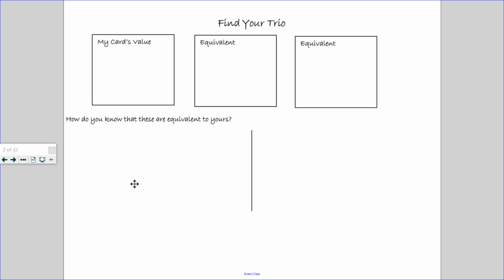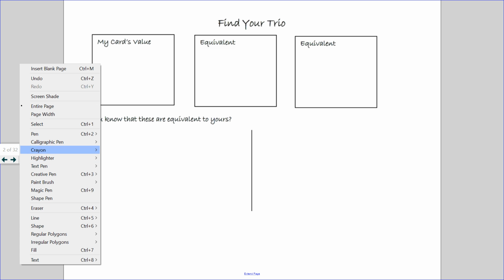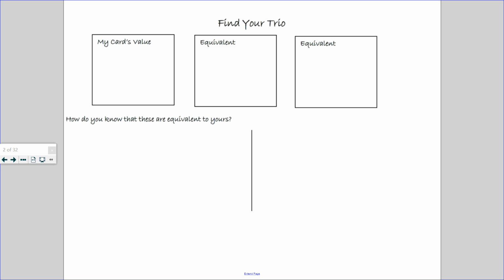So my card's value. For example, maybe you got the card. Hmm. Maybe you got the card. I have no idea. 19/25th. I'm just saying. Somebody may have gotten this card. Can you find a decimal and a percent equivalence? How do you know they're all equivalent?